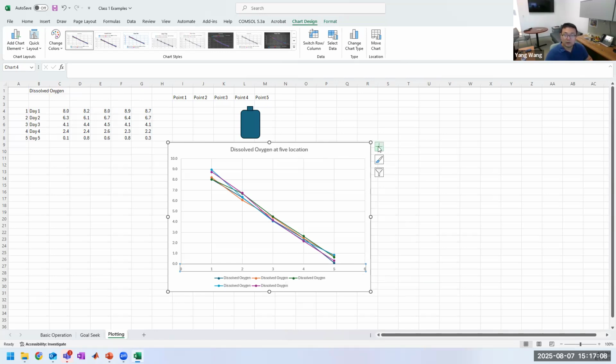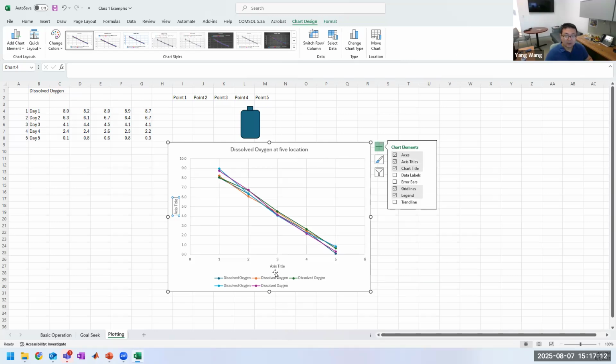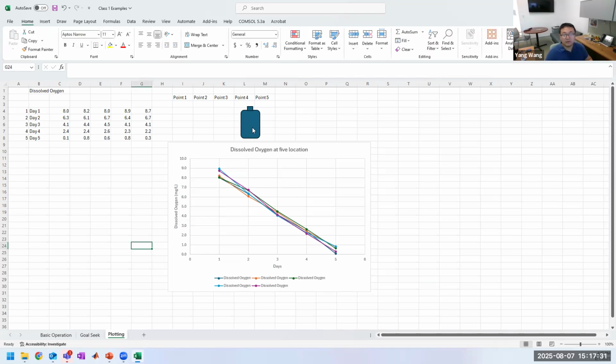To include the labels, you just click the plus sign and then axis titles, right? So now you can start to edit. This is days. And then the y-axis is the dissolved oxygen, in milligram per liter. Okay, so you can see that because of the organics in the bottle, the dissolved oxygen has been decreasing as a function of time.